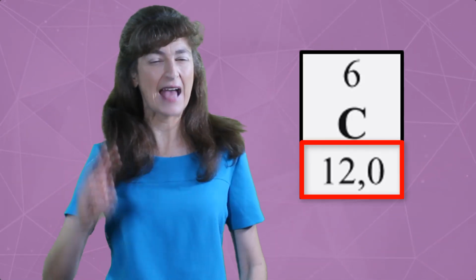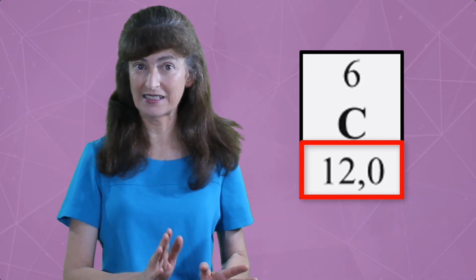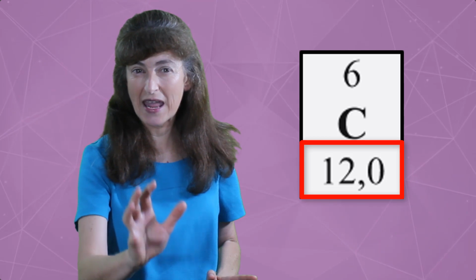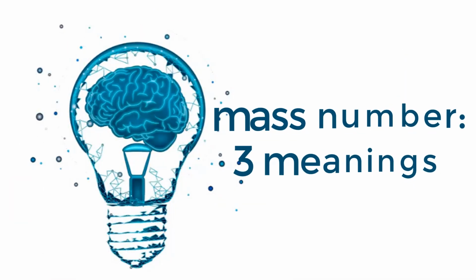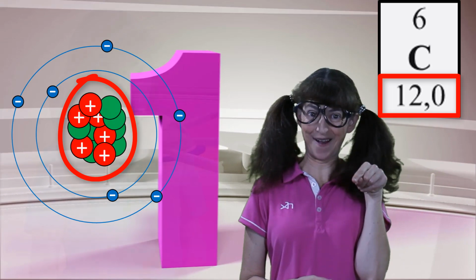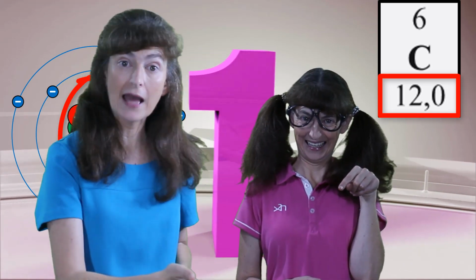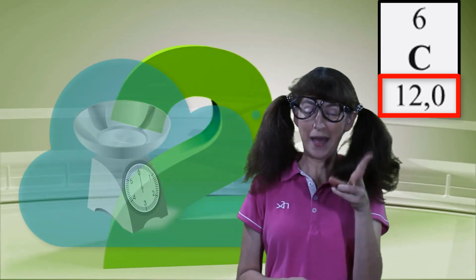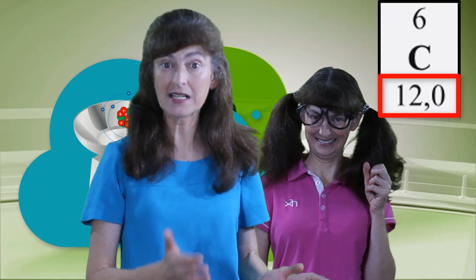This 12 has 3 meanings. We've already referred to 2 of these. The third meaning is where we're heading with this discussion. What are these first 2 meanings? 1. How many nucleons in one atom of the carbon-12 isotope, and 2. The mass of one atom of carbon-12 in the unit amu.